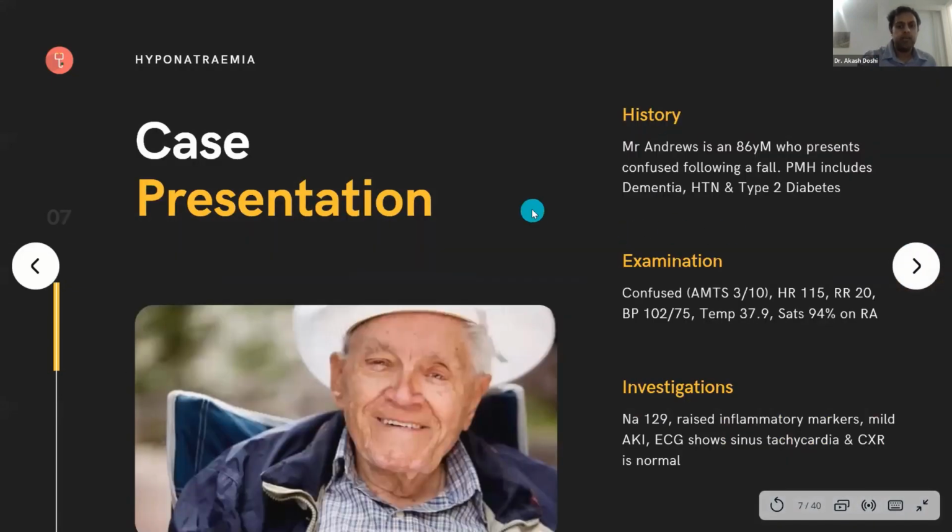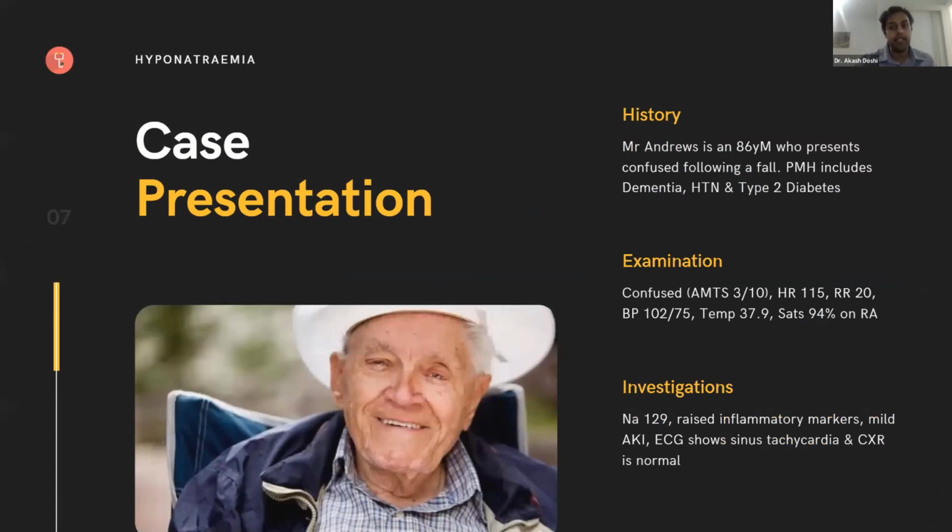So we're going to start with a case presentation of Mr. Andrews. Mr. Andrews is an 86-year-old who presents confused following a fall. His past medical history includes dementia, hypertension, type 2 diabetes. On examination, he's confused. His AMTS, his mental test score, is 3 out of 10, which is very, very low. He is tachycardic. His blood pressure is a little on the low side. He's borderline pyrexial at 37.9.